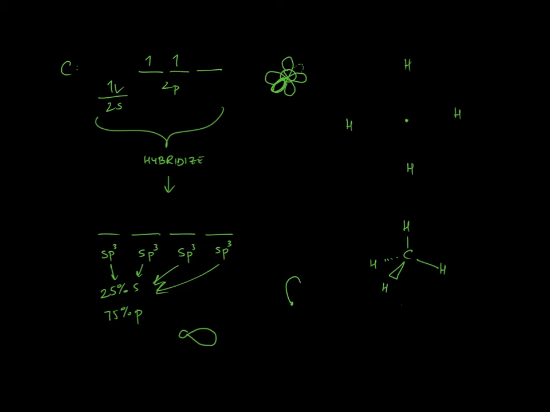We would have an sp3 that looks like this, an sp3 that looks like this, an sp3 where the big lobe is coming out at you a little bit, and then an sp3 where that big lobe is going away from you. And that is essentially this. It is the tetrahedral shape that we see when we have anything that is hybridized as sp3.